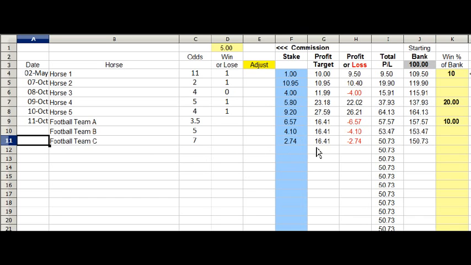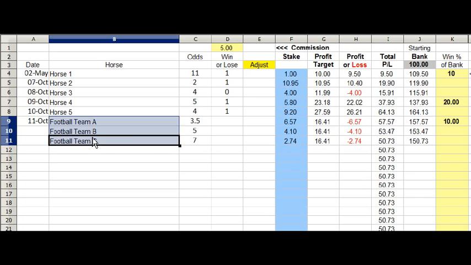I'll just demonstrate that for this bottom one here. I'll put another date in there, 11th of October, just the same. And you can see now that the sheet has seen those two losers there and reduced the bank there, and that now is 10% of that one because we've got a date in. If I delete that, it'll go back to 16.41. There we are. So that's how to retain the same profit target for a few bets that you may place on one day or something like that.